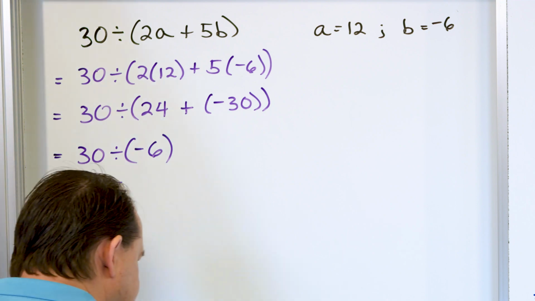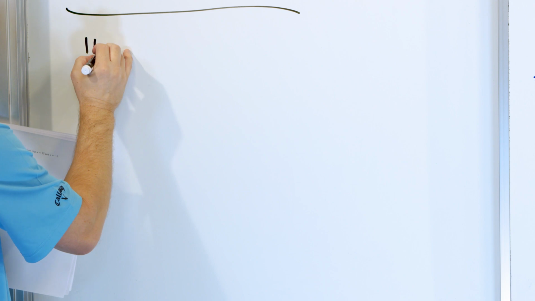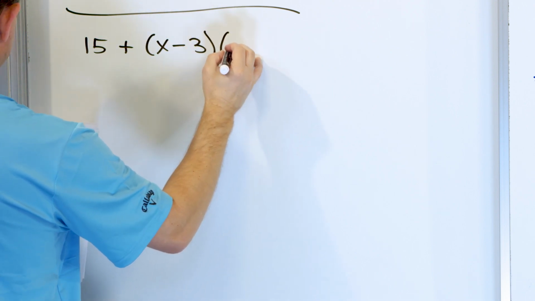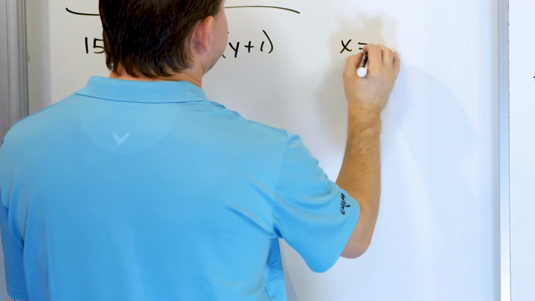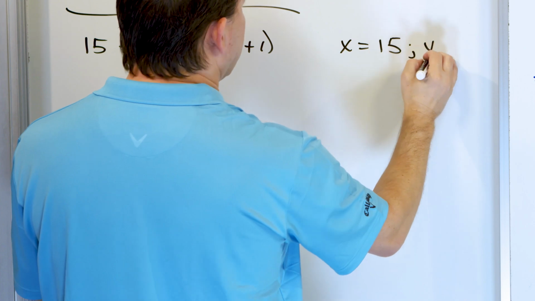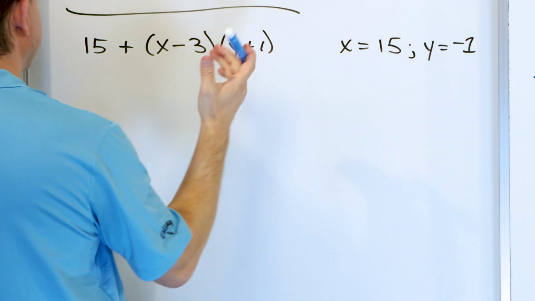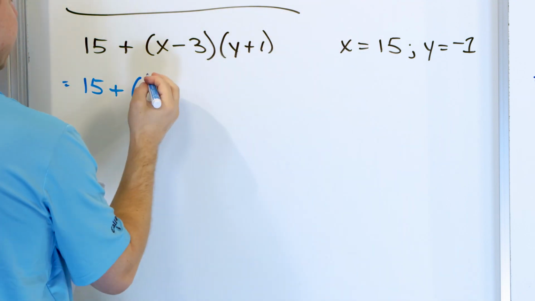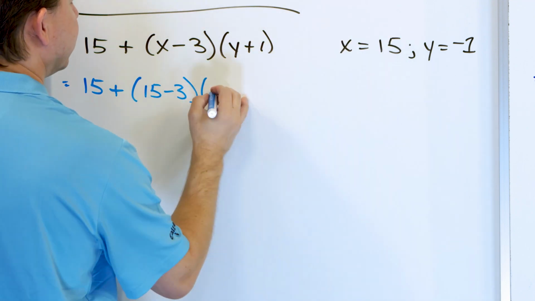All right, here's our final problem. Here we have 15 plus x minus 3 multiplied by y plus 1, and I'm going to tell you that x is 15 and y is negative 1. So let's put those in the proper locations. Here we have 15 plus x, we said is 15, minus 3, and y is negative 1.